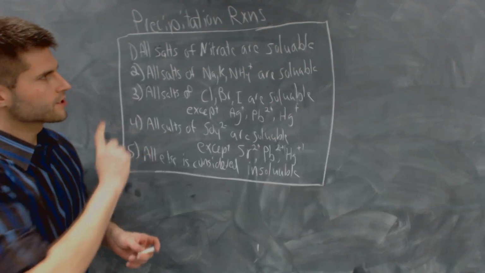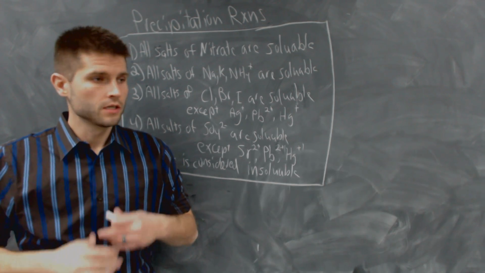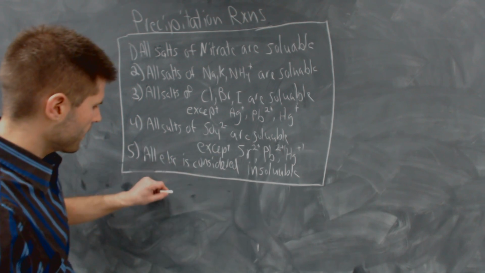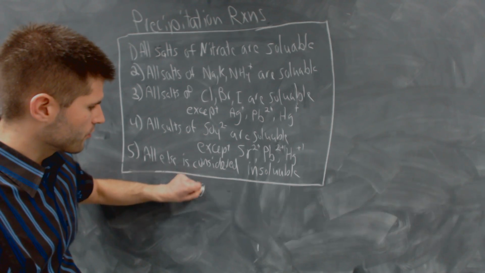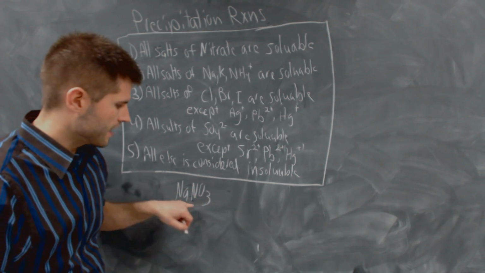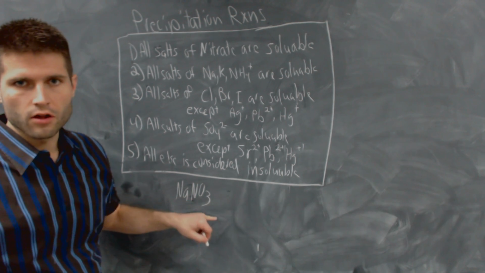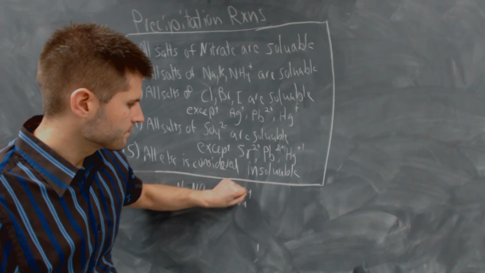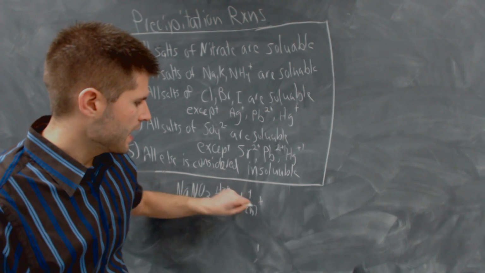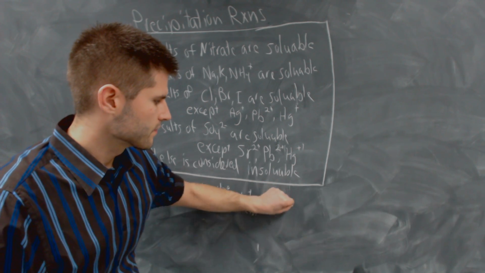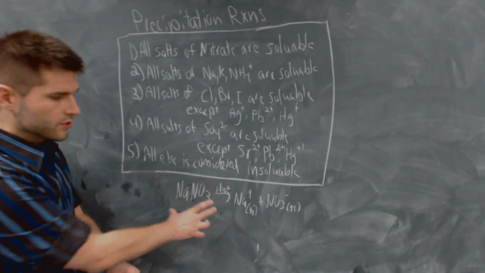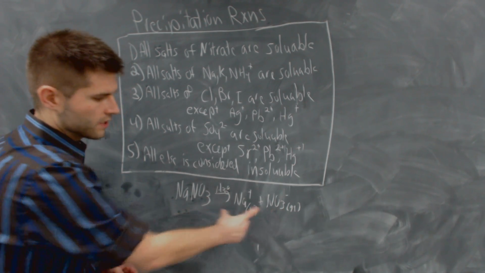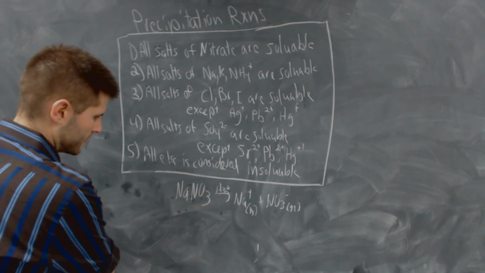The first rule is all salts of nitrates are soluble. Anything that has a nitrate in this class is going to be considered soluble. So if I were to say NaNO3, that's nitrate, the NO3 minus is nitrate, this is going to fall apart when we throw this into water into Na plus, which is aqueous, and NO3 minus, which is also aqueous. So this is what it means to be soluble. When I take the compound and I put it into water, if it's soluble, it becomes its ionic form. Great, so that's the first one.